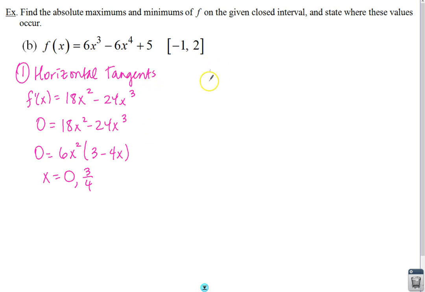But I need to find my y values at these points. So let's see, f of 0. That one's nice. That's just going to be 5. Super easy to plug in.